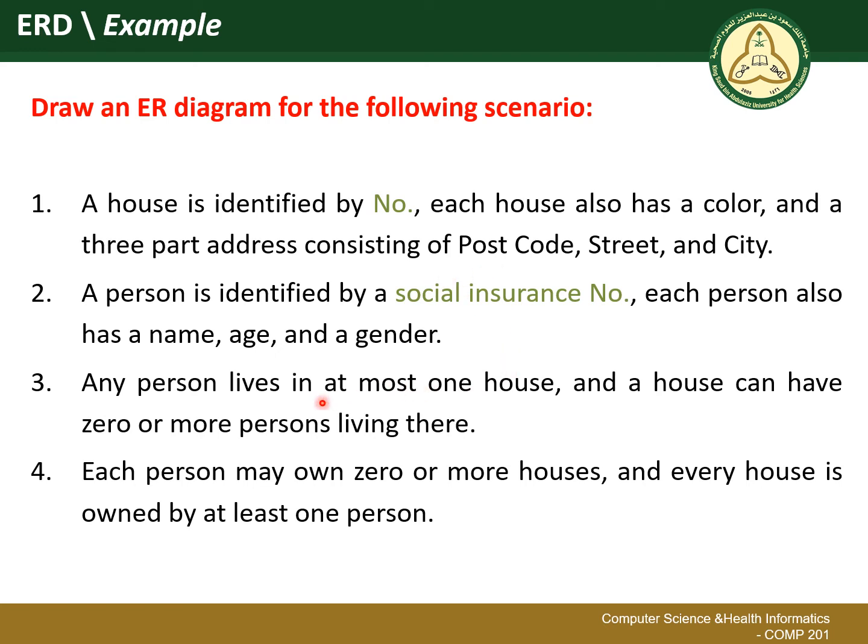And then we have the relationship between the two entities. The person lives in at most one house, and the house can have 0 or more persons. So this is a relationship. And each person may own 0 or more houses, and every house is owned by at least one person. So this is another relationship.